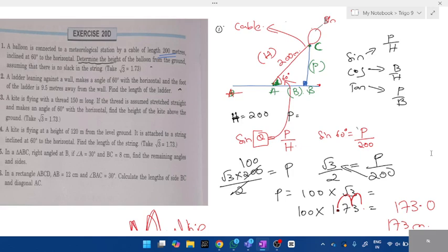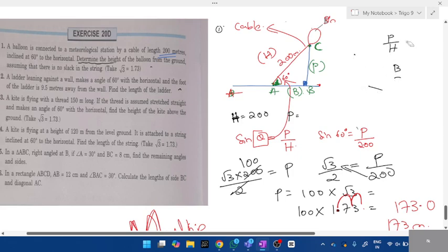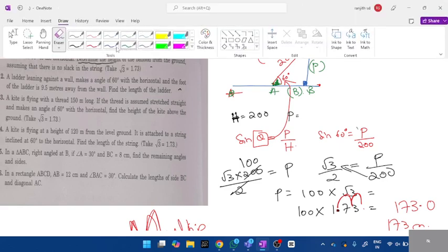Students, did you understand? All of you understood how to solve this question? Yes, sir. Okay, here the length of the cable is given. You have to find the height. And in the question, assuming that there is no slack in the string, what do you mean by that? No slack in the string?